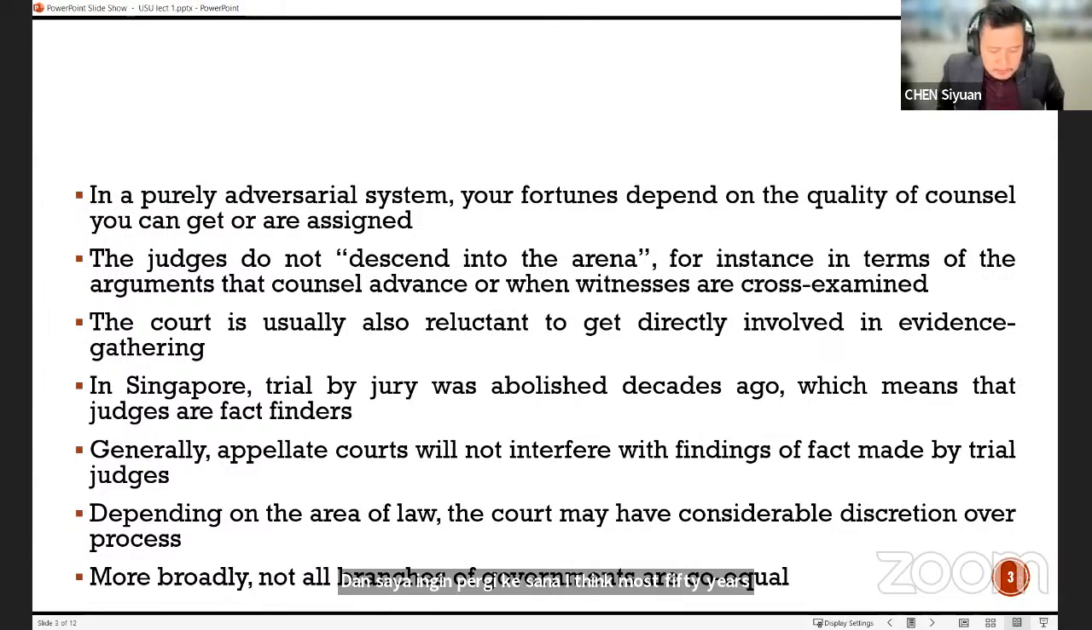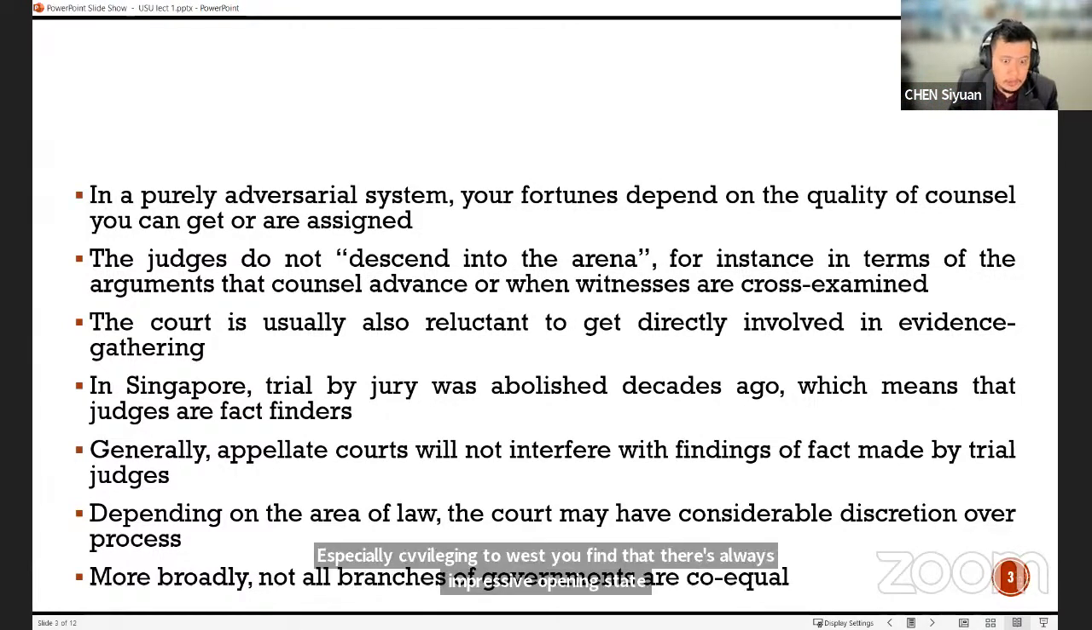And finally, what do I mean by this point? Not all branches of governments are co-equal. So I'm referring to Singapore, of course, not the whole world. In Singapore, in theory, we subscribe to the idea of the three branches of government. So the judiciary, which will be the courts, that's one branch. Then we have the legislature, which would really be parliament. And then we have the executive, which would be the different ministries that carry out the law. So that would include, for example, the Attorney General's chambers, which is where the public prosecutors work.